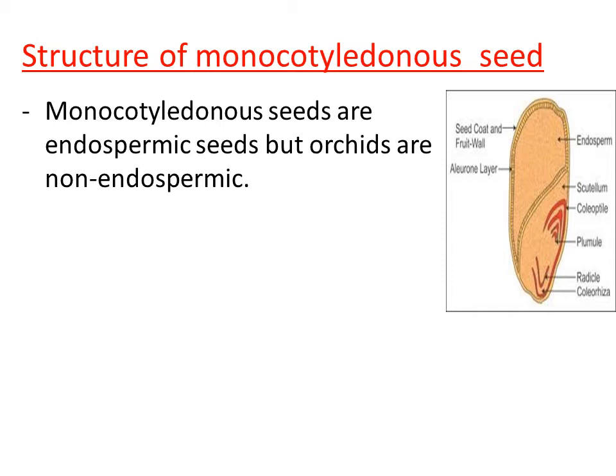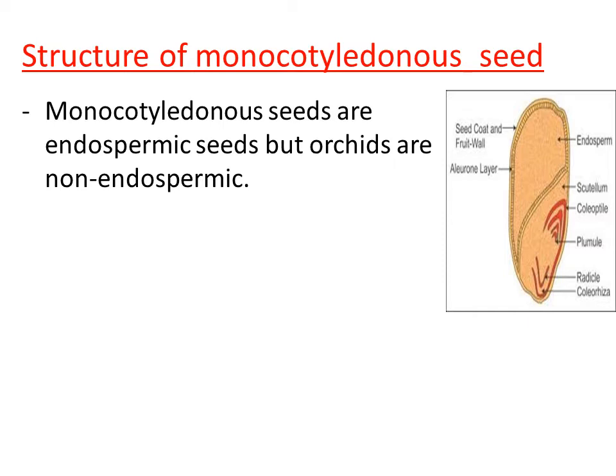You can also see the presence of one cotyledon that is named scutellum. Then we can see the embryo, where the embryonal axis consists of two ends, plumule and radicle. And we can also notice some new structures, the coleoptile and coleorhiza. These are the different parts of the monocotyledonous seed. Let us study them one by one.